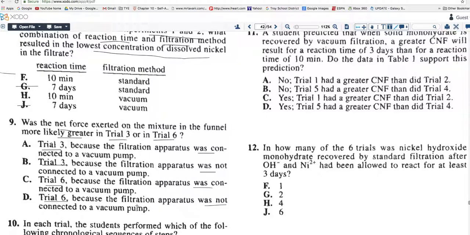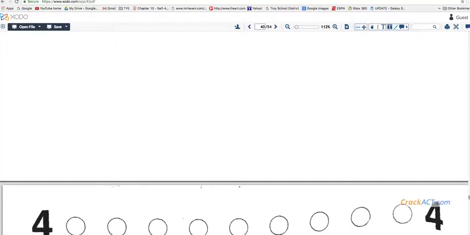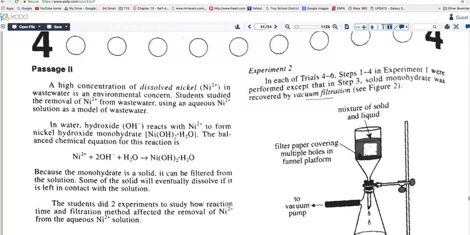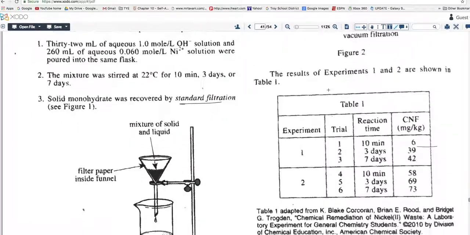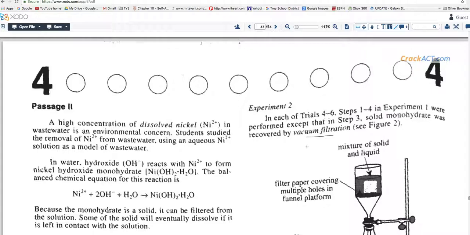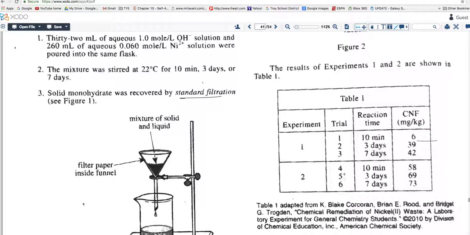So Varun, what's the answer for this one? C. Okay, how'd you get that? Because the CNF is more for trial 6, so they must use the vacuum pump. Okay, but they also say right here they explicitly said they use vacuum filtration, right? Yeah. Okay, so we don't even need to look at the CNF, and that's good that you figured that out as well. But it says vacuum filtration right here, so experiment 2 used vacuum filtration.